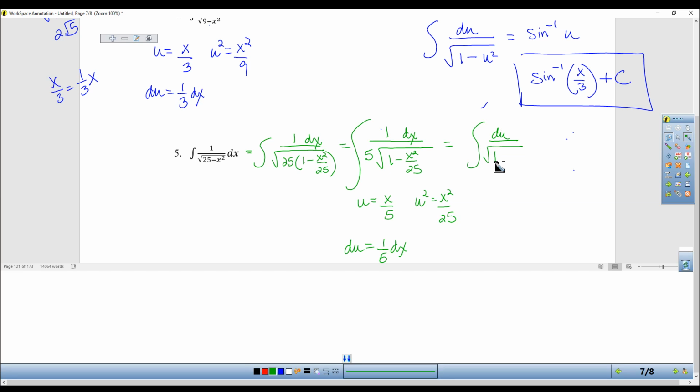And then I have the square root of 1 minus u squared, which is by definition the inverse sine of u. This is actually the step that I was complaining that sometimes kids skip. U, at this point, still u, and then your final answer will be inverse sine of x over 5 plus c.